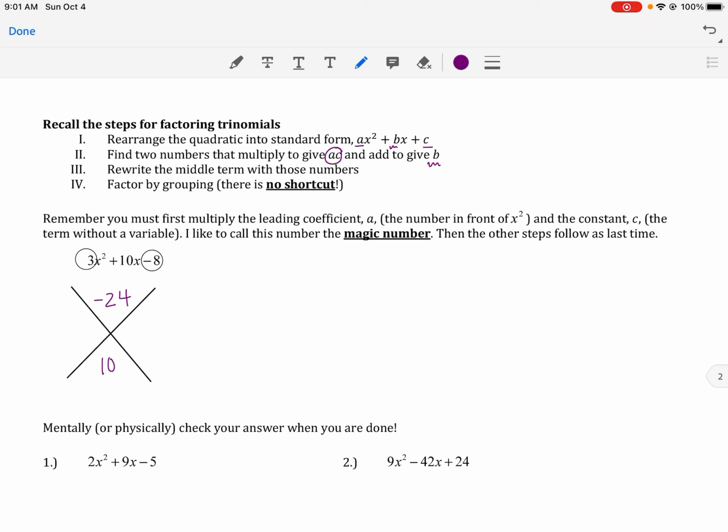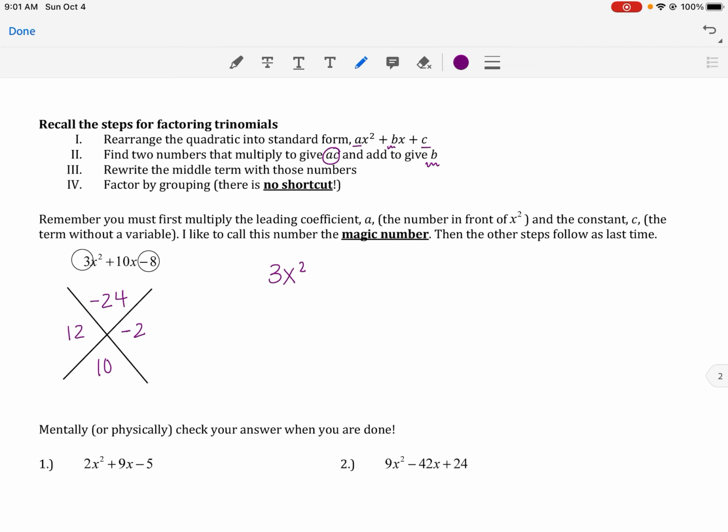Okay, we're looking to add to 10. So maybe you try something, you're like, oh, negative 6 and 4. Oh, but the problem with that, 6 and 4 do give me 10, but one's got to be negative, one's got to be positive, so we got to try something out. What if I did like 12 and 2? 12 times 2 is 24, and if I want 1 to be negative, if I make it negative 2, 12 plus negative 2 is 10.